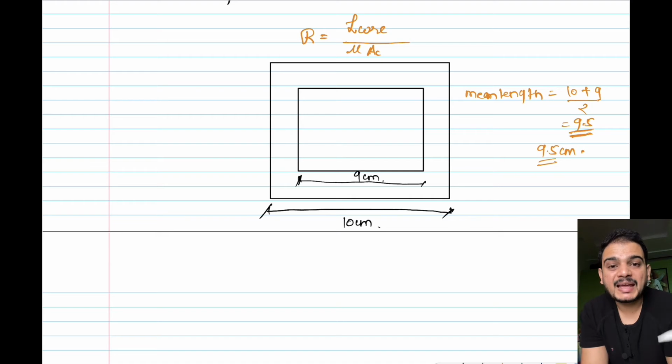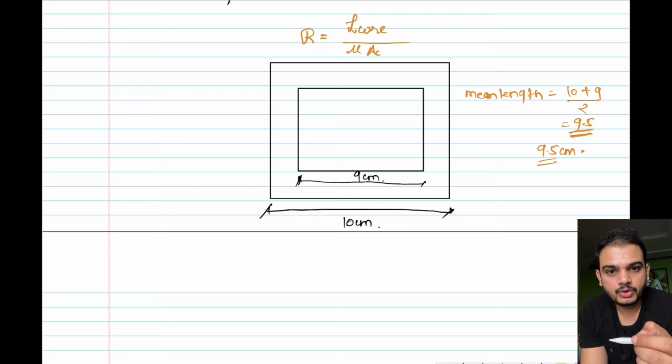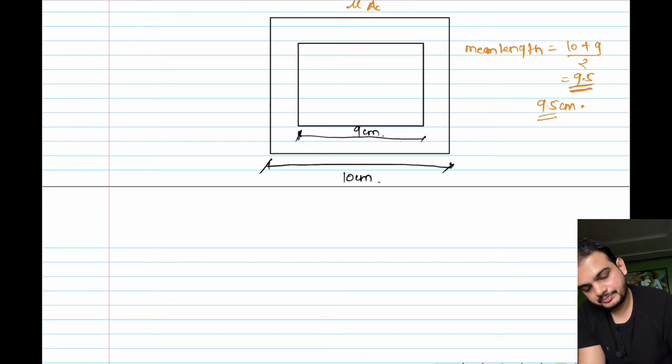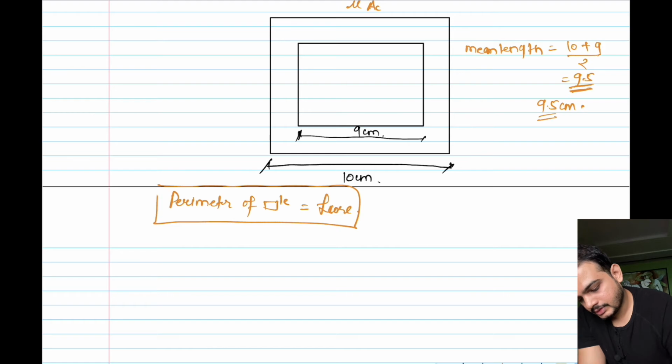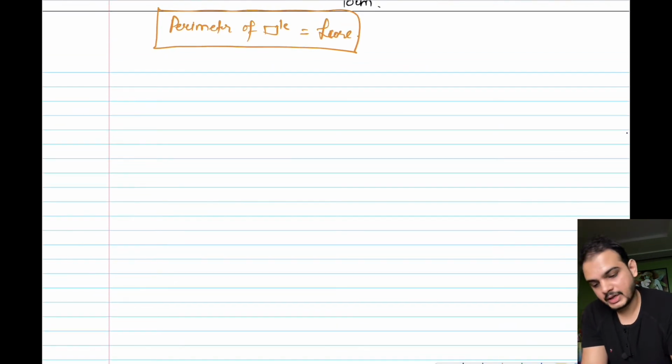We will find the perimeter of this rectangle, and the perimeter of this rectangle is nothing but our length of core. Perimeter of rectangle is equal to our length of core material, for this example.